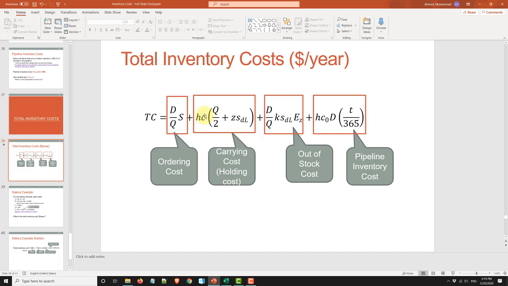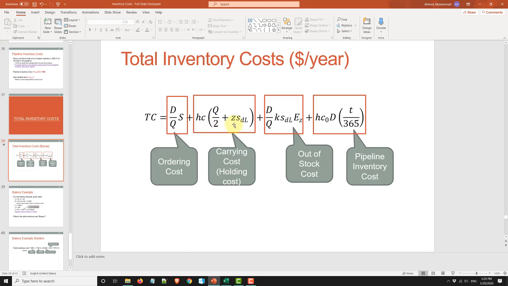C is the landed cost of the item. So if H is 20% and C is $100, 20% of $100 will give us $20. So for an item that costs $100 in terms of landed cost, we will spend $20 to hold 1 unit of that item in our warehouse for 1 whole year.